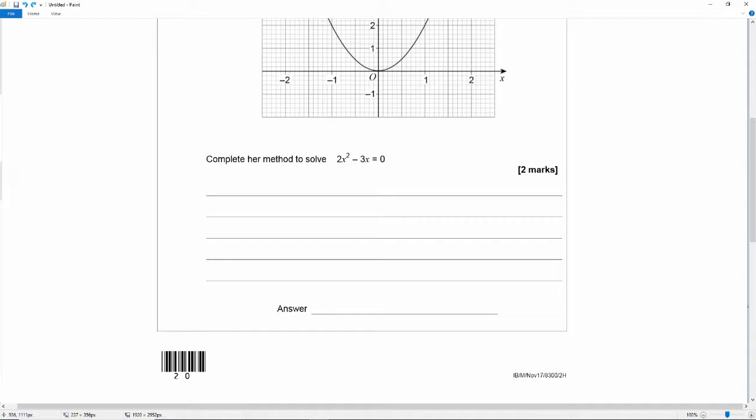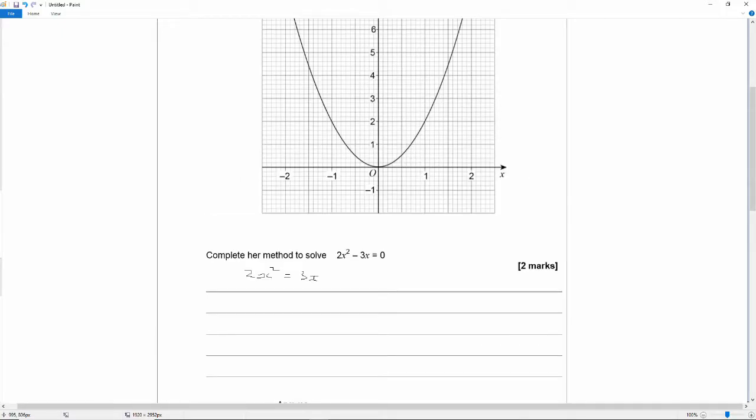Okay, well if 2x squared minus 3x equals 0, then 2x squared equals 3x. Now we've already got a graph of 2x squared. If we draw the line y equals 3x, the points where they cross will be the points where 2x squared is the same value as 3x, which will be the solution to 2x squared minus 3x equals 0.